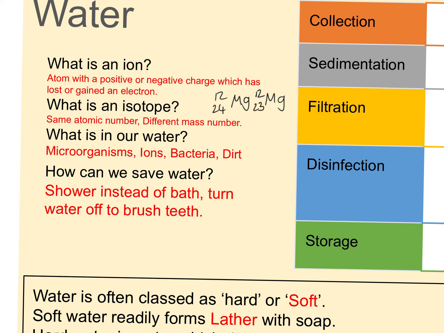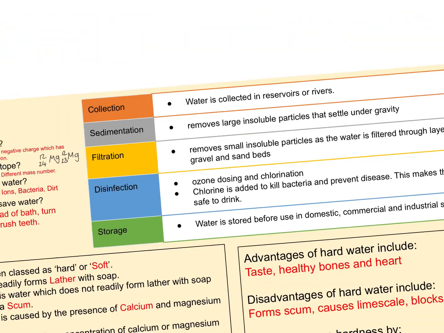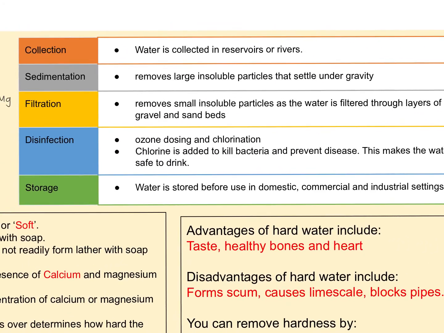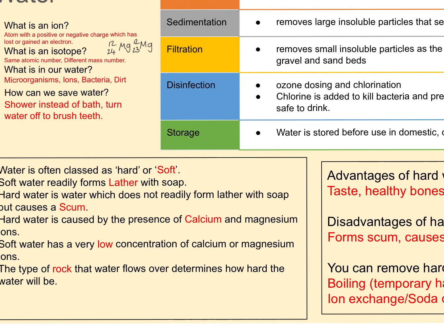What is in our water? Microorganisms, iron, bacteria, dirt. How can we save water? Shower instead of bath, turn off the water to brush our teeth. This is how we kind of separate out water, and this is the process of cleaning our water. So we collect it, then sedimentation is the removal of large particles, filtration is the removal of small particles, disinfection is adding chlorine to kill all the bacteria, and then we store it for commercial or domestic use.